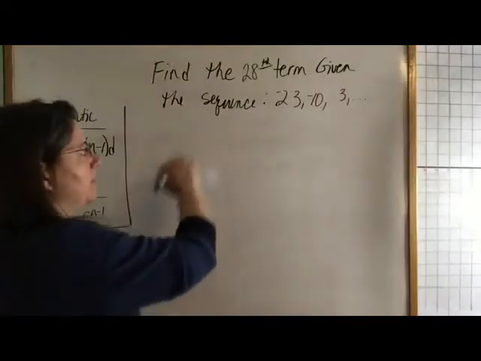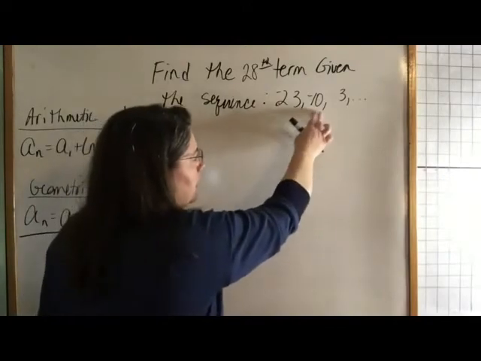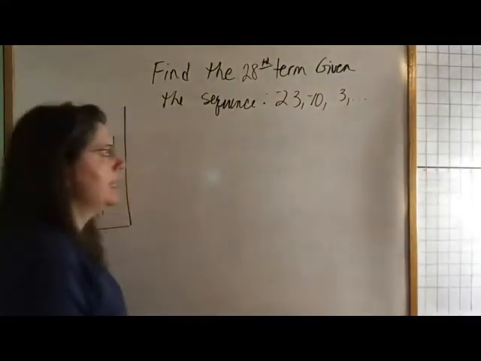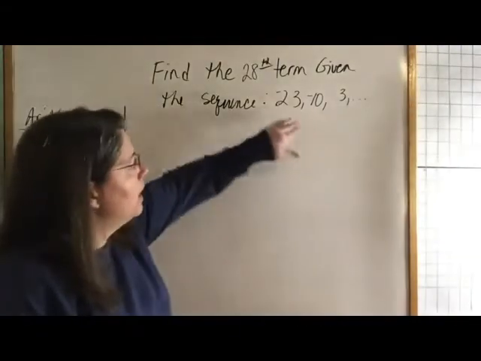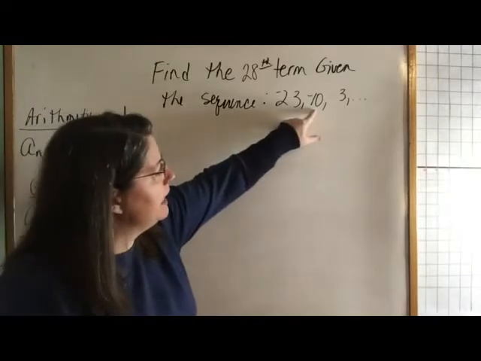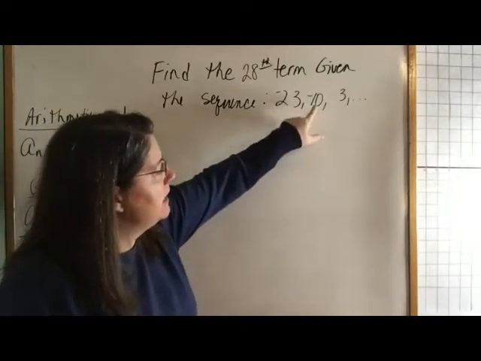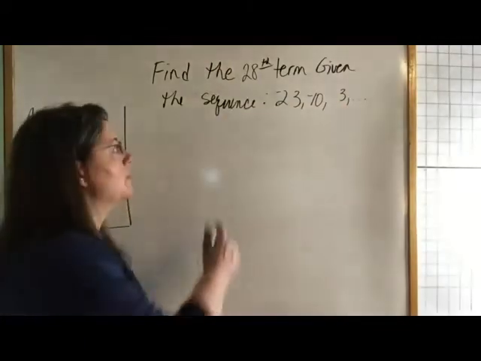In this one, they're asking us to find the 28th term, given the sequence negative 23, negative 10, 3. Okay, looking at that, I'm going to check to see if it's arithmetic or geometric first. Let's check for arithmetic. Negative 23 plus 13 would give us negative 10. Negative 10 plus 13 would give us 3. So it looks like it's arithmetic, where d is 13.